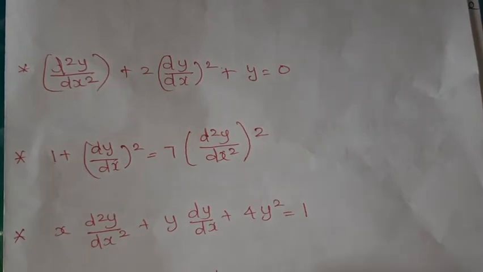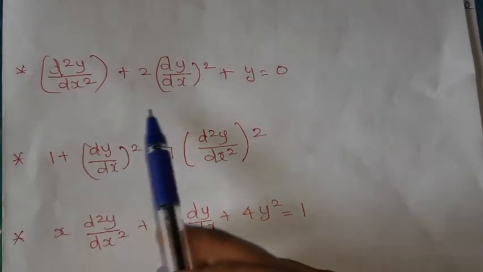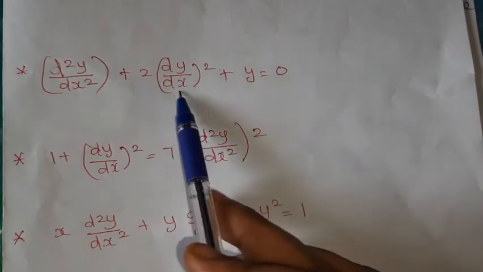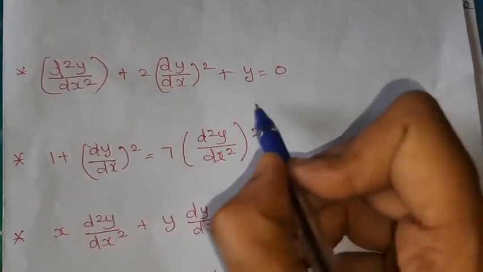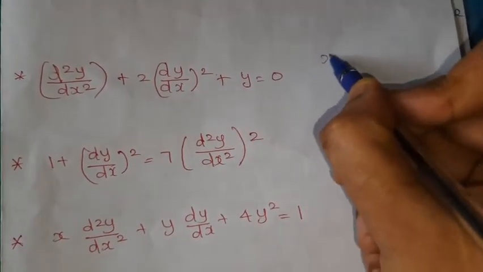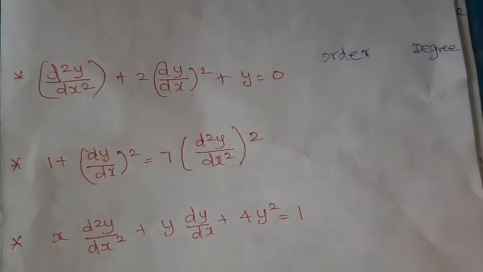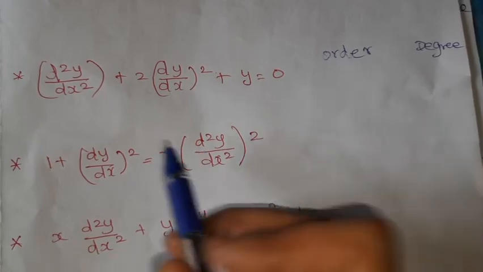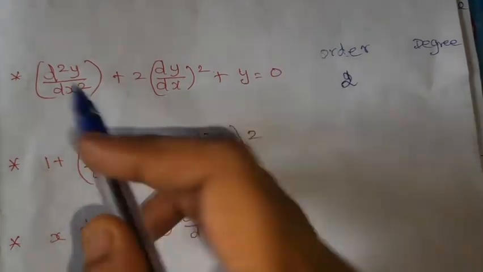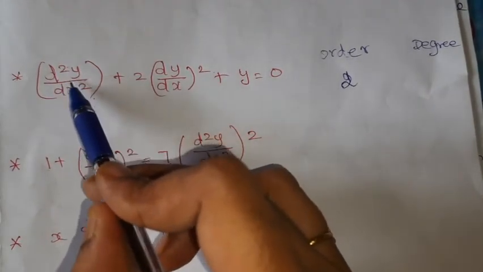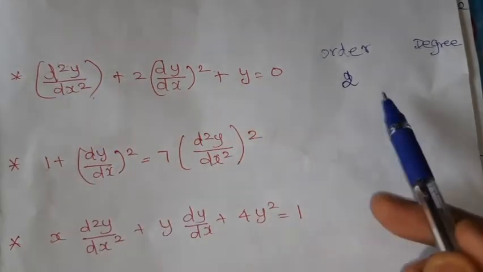What is the order first? Order is nothing but the highest derivative. Which one is the highest derivative? Between dy by dx and d squared y by dx squared, d squared y by dx squared is the highest derivative. Order and degree, we'll write like this. Order is the highest derivative, so the highest derivative is d squared y by dx squared. So the order is 2, the second derivative.